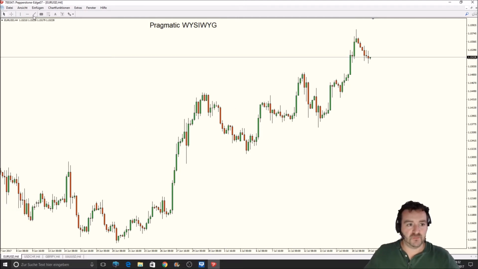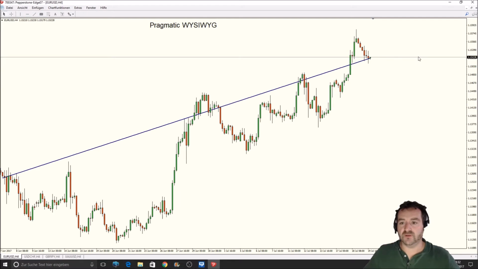So if the price here is moving upwards, I'm using the trend line tool here to demonstrate this. If the price is moving up, we are saying the market moves up. This is actually already all, and we don't have to make it more complicated for now. This is the what you see is what you get approach.